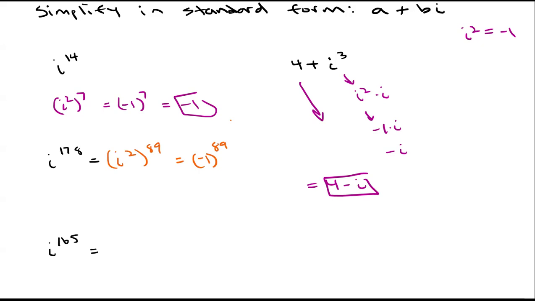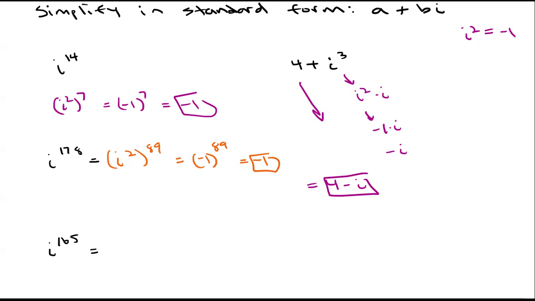Or we know this is an odd number. 89 is an odd number. So that means our output, our answer, is going to be a negative, right? If it was even, then it would become a positive. Since it's odd, it's going to be a negative. So -1 raised to the 89th power is just -1. So that's our answer for that one.